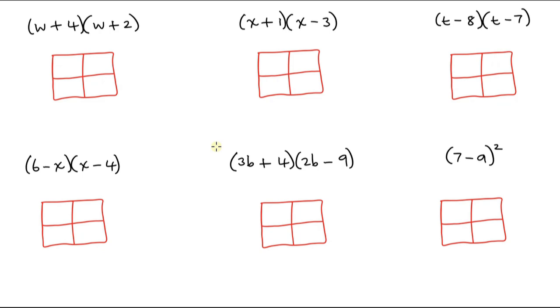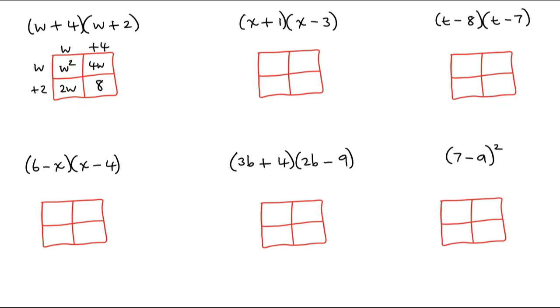Okay, I'm assuming you've paused the video and had a go. So let's go through question 1. We've got w plus 4 and we're going to multiply it by w plus 2. So let's start with the top left. W times w is w squared. And then we're going to have plus 4w. And then we're going to have plus 2w. And finally, 2 times 4 is 8.